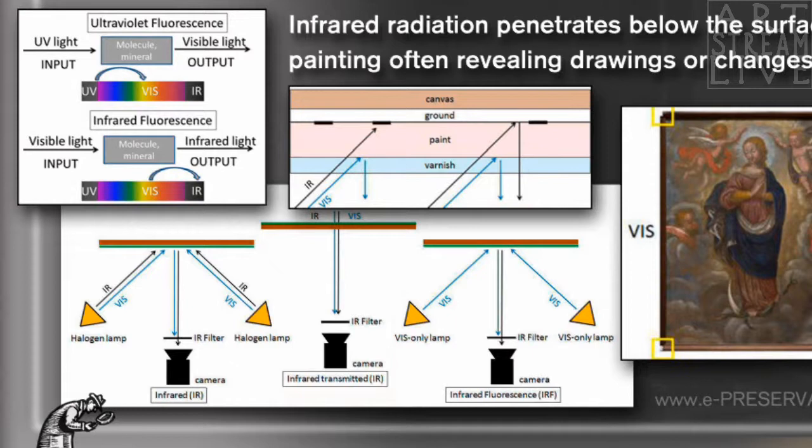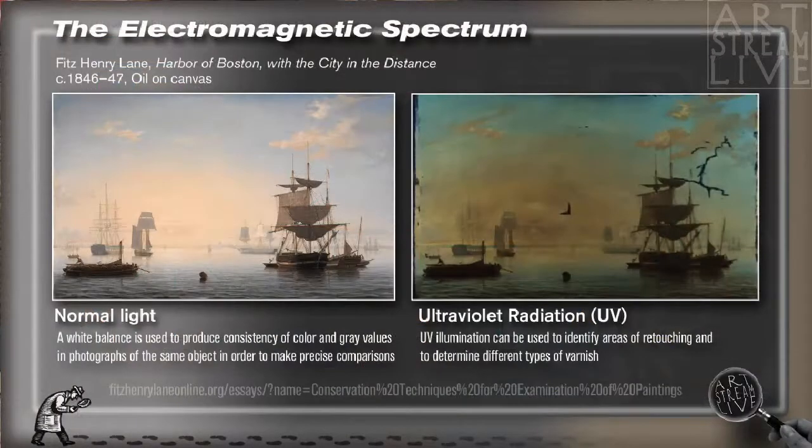One of the things I wanted to do, we've got all these different techniques we're talking about, and I found something really interesting. Like I said, the URLs are on each one of these. I want to go back to the original website. This is a study of a painting by a man named Fitz Henry Lane. It's called The Harbor of Boston with the City in the Distance, circa 1846-47, oil on canvas. They've done a series of photographs of this one piece using these different spectrums from the electromagnetic spectrum. Normal light is on the left, what it looks like in normal light, and they tried to balance the light to get a good consistent color, good grays, good beige, because they want to use that original to make comparisons later, so it's very important.